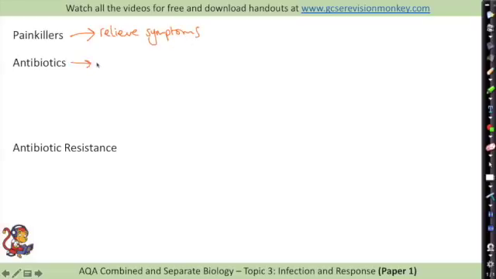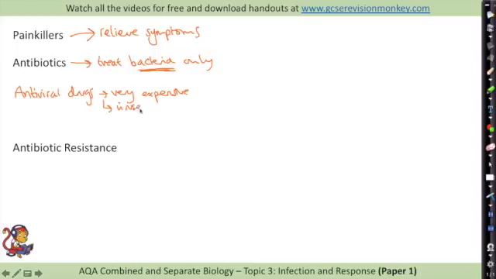Antibiotics are particular drugs that treat bacteria only, not viruses. Viral drugs are very expensive to produce and make, so you can get antiviral drugs, but they are very expensive and they are to treat viruses.